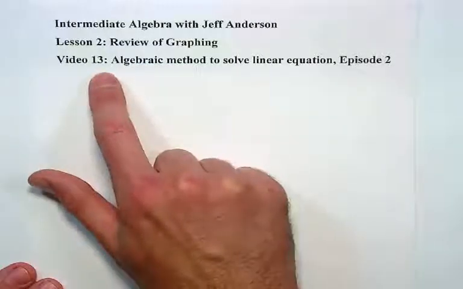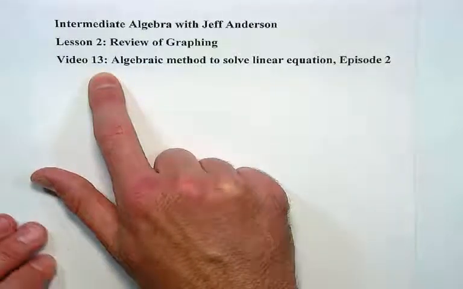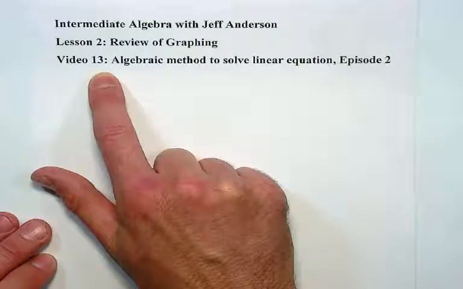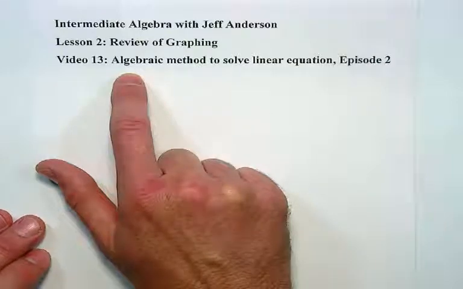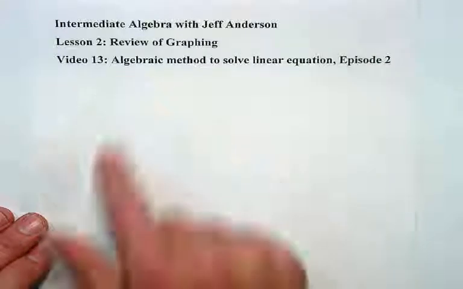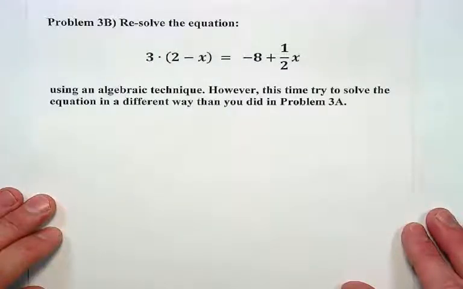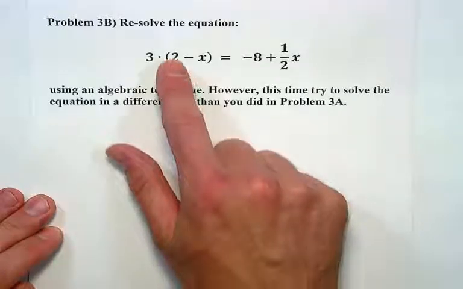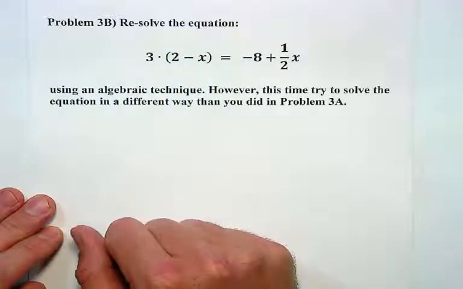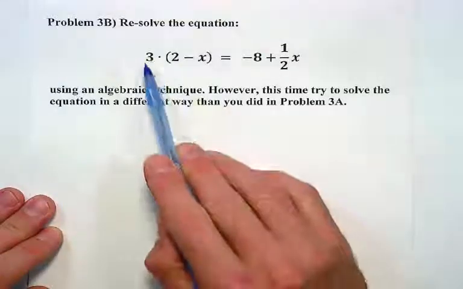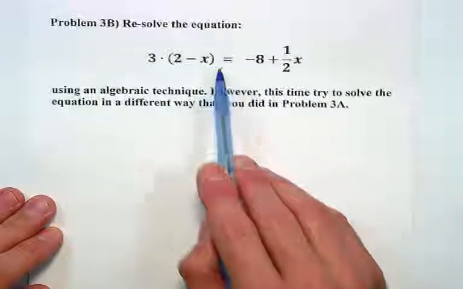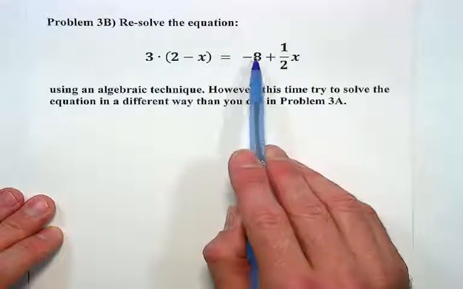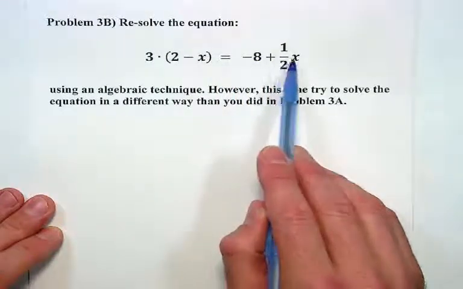In this video, we're going to revisit the linear equation we solved in video 12. We're going to solve it again using an algebraic technique, but this time we're going to apply inverses in a different order. Here's the problem statement we're going to focus on this time. Let's read the entire problem out loud for ourselves. Resolve the equation 3 times quantity 2 minus x quantity equals -8 plus 1/2 times x.